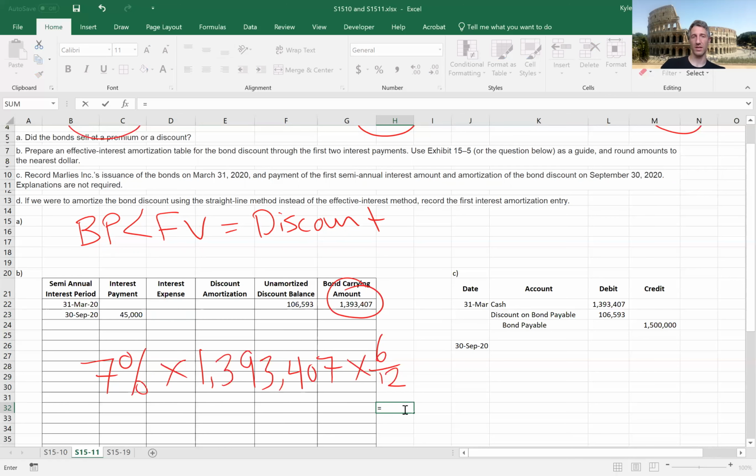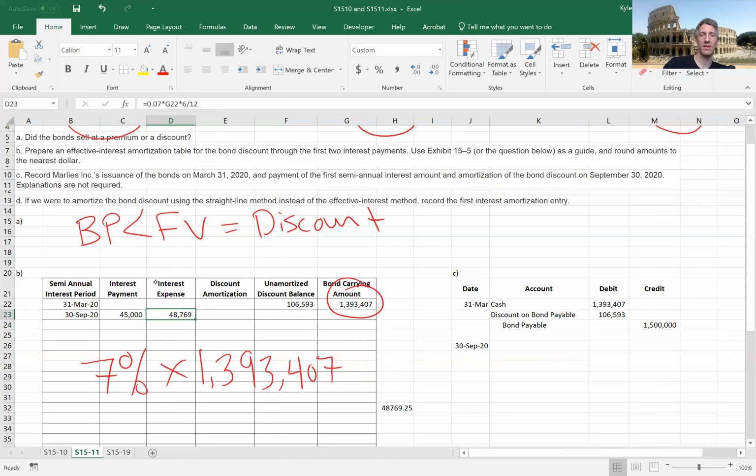And I'll do that again using a formula in Excel. $48,000. I should have done it directly in this cell here. I'll just copy and paste it in. And actually what I'm going to do instead too is erase 1393 and reference this cell. Perfect. Okay, so that's the interest expense here.